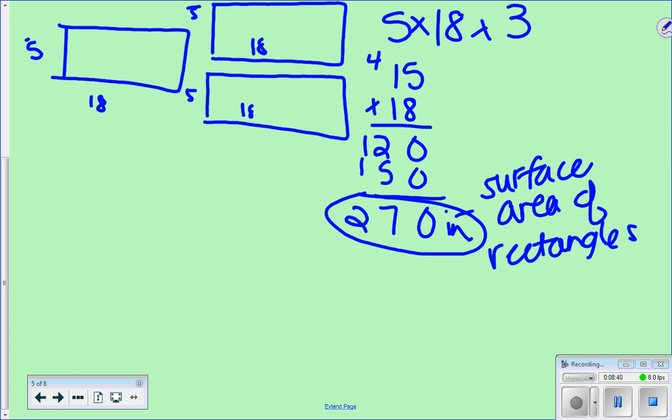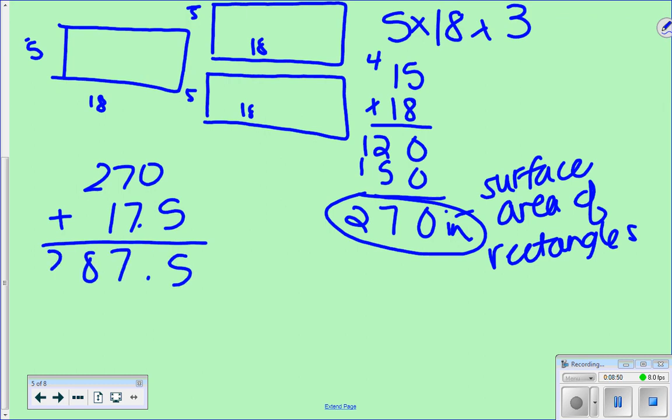Am I done? What's the last thing I gotta do? Add them together. Nice job. So 270 plus 17.5 is 287.5 inches squared.